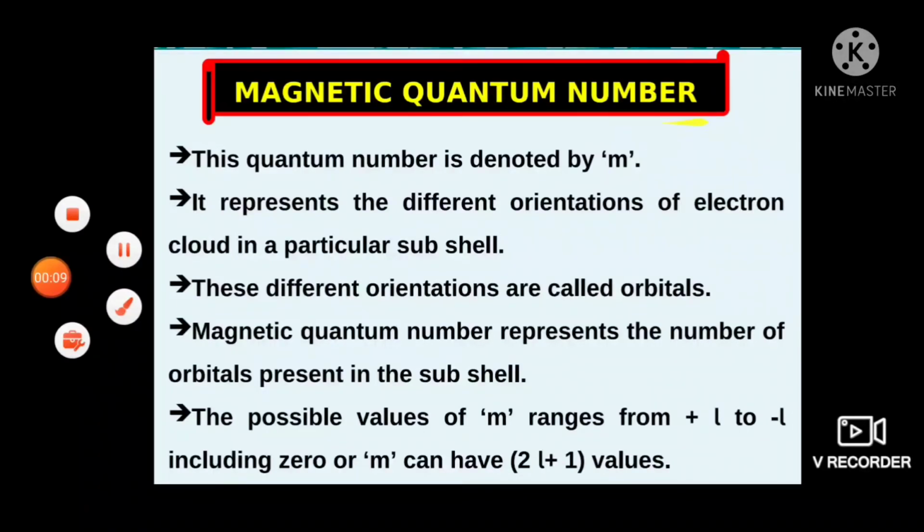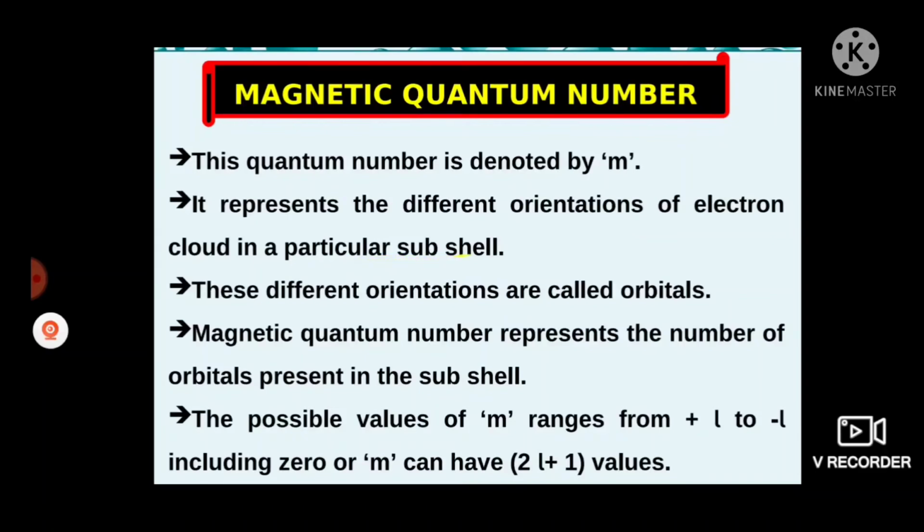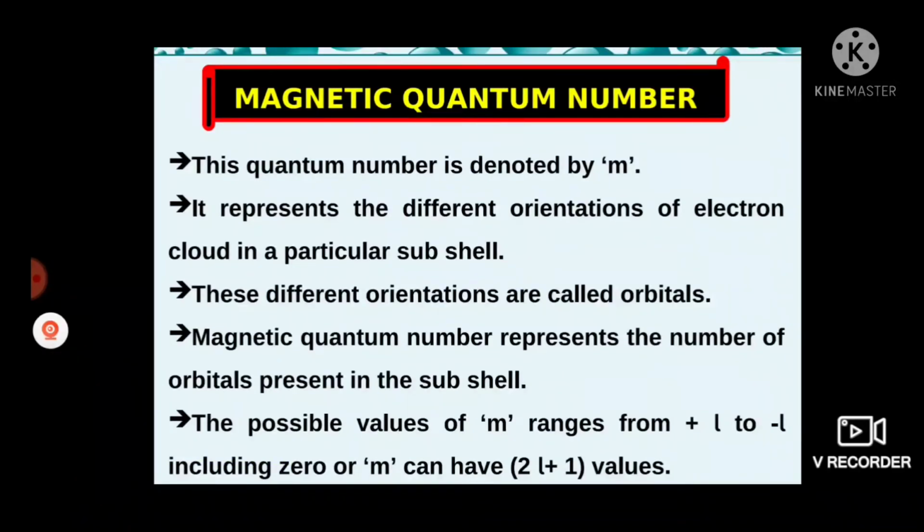Magnetic quantum number. This quantum number is denoted by m. It represents the different orientations of the electron cloud in a particular subshell. These different orientations are called orbitals. The magnetic quantum number represents the number of orbitals present in the subshell. The possible values of m range from plus L to minus L, including 0, so m can have 2L plus 1 values.